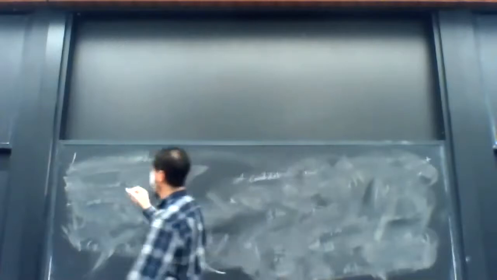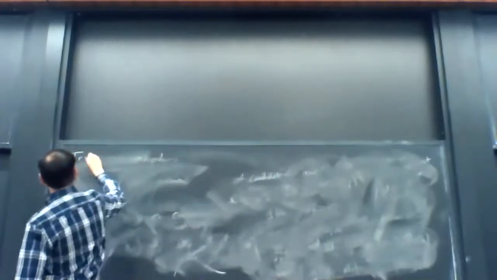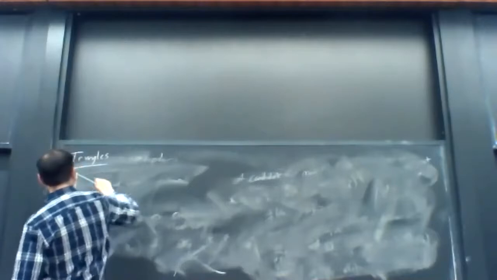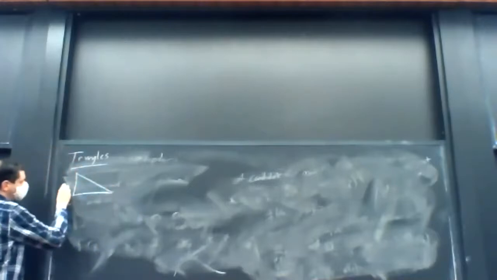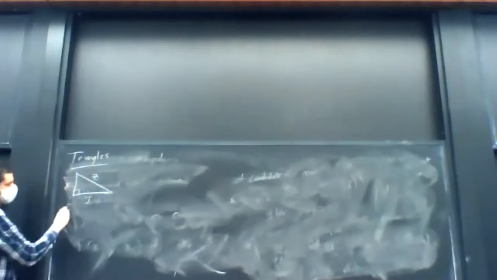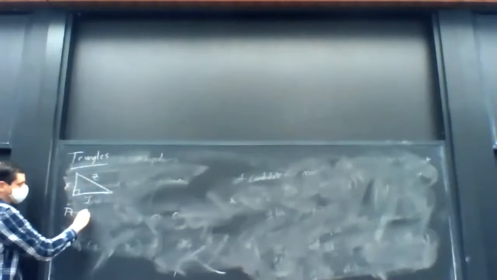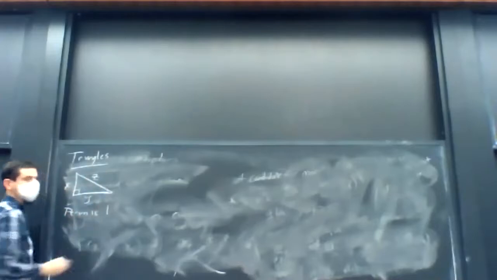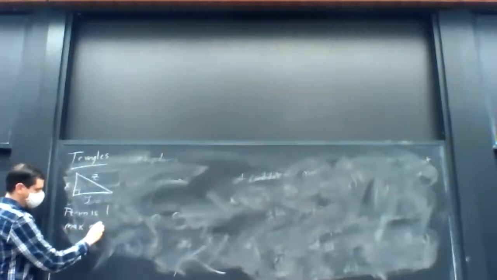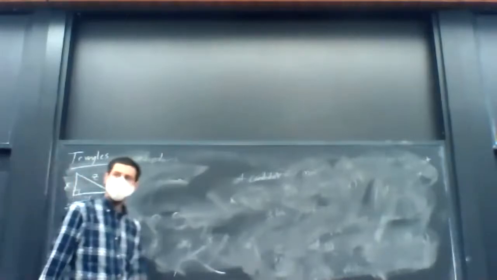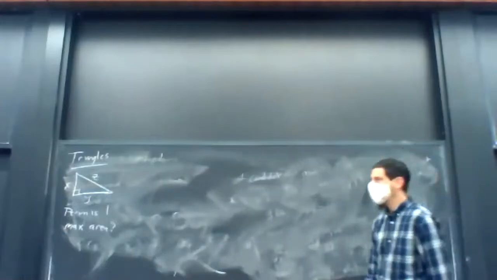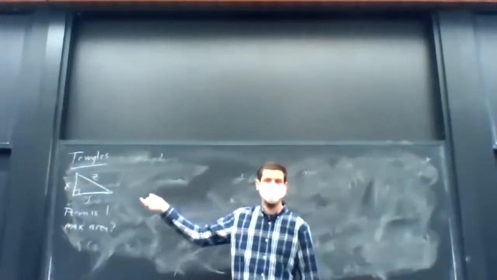So let's look at triangles. If I imagine I give you a right triangle with sides x, y, and z, and the perimeter is 1, what is the maximum area? Now, sometimes when you have problems, you can say, well, I might as well rescale things, and without loss of generality, I can assume the perimeter is 1.